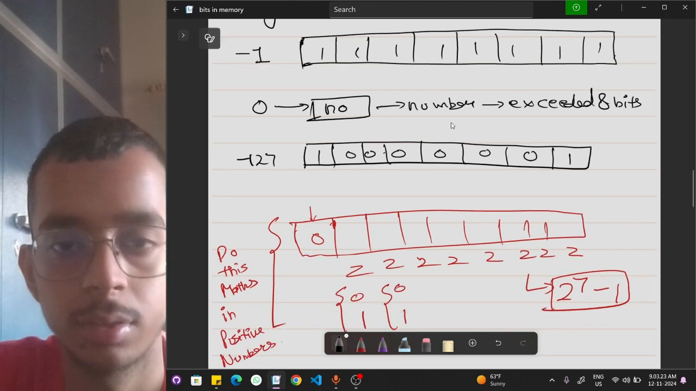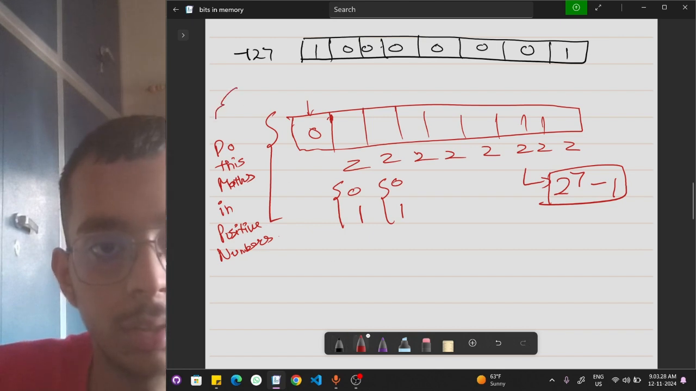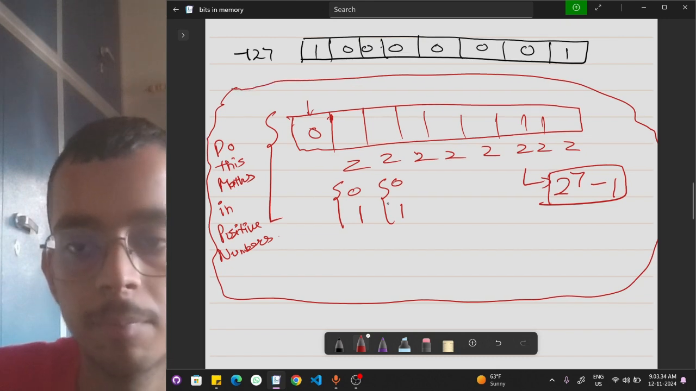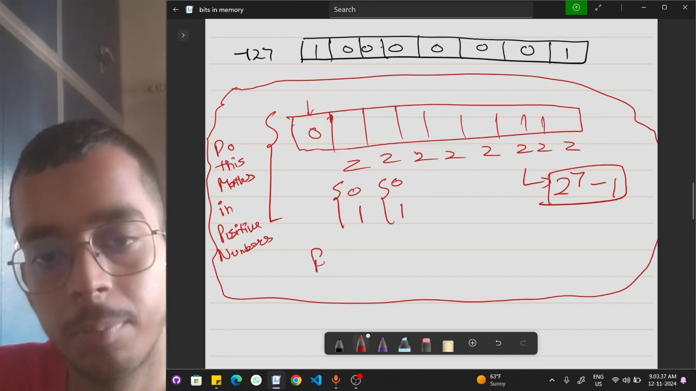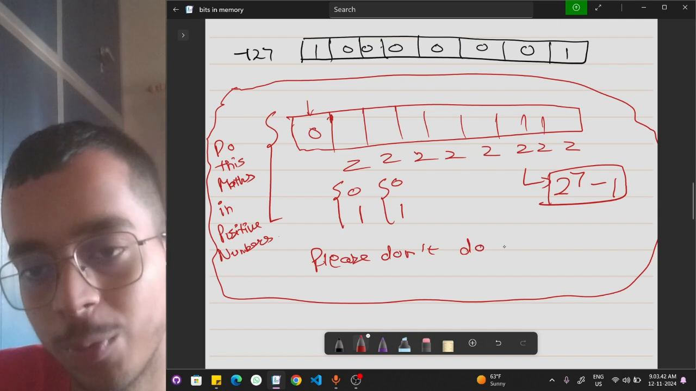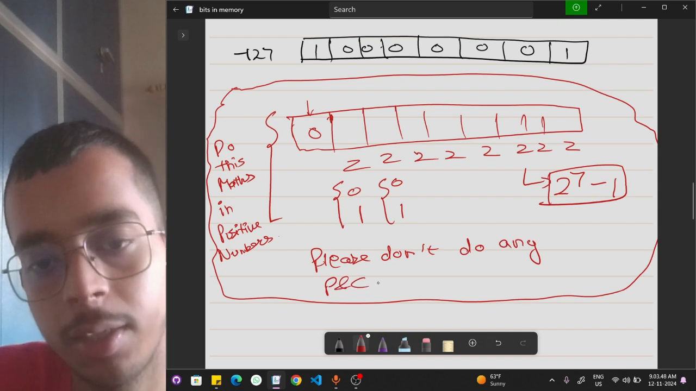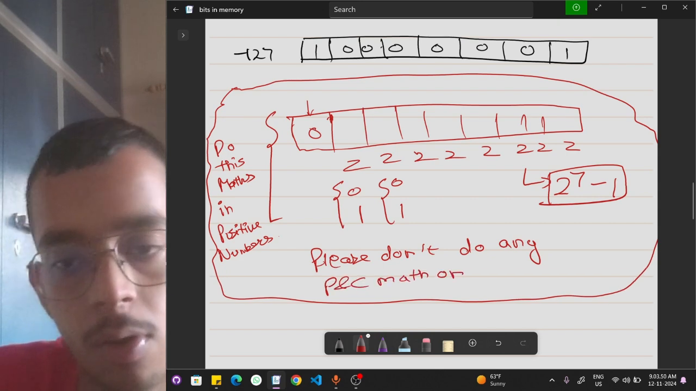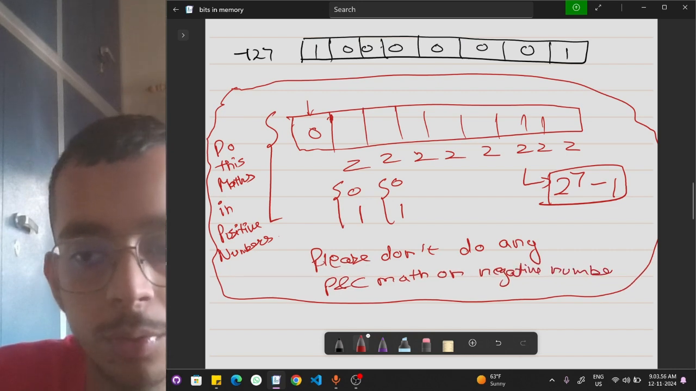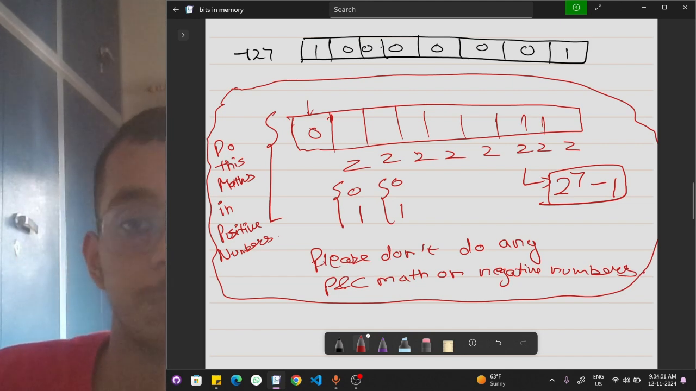Again, this is the disclaimer here: please don't do any permutation and combination math on negative numbers. Please don't do that, because it's going to create a lot of confusion for you later on.